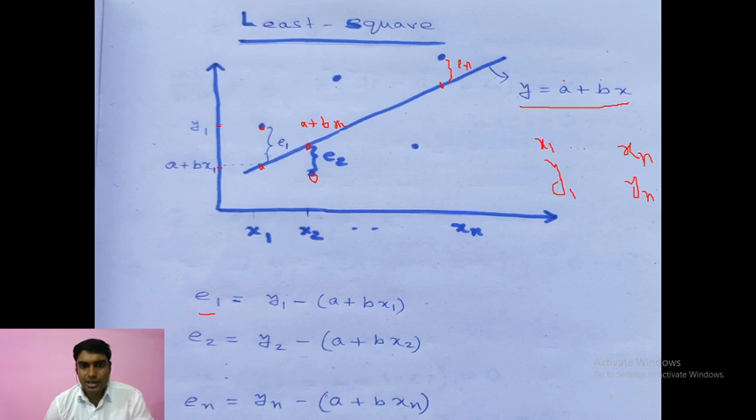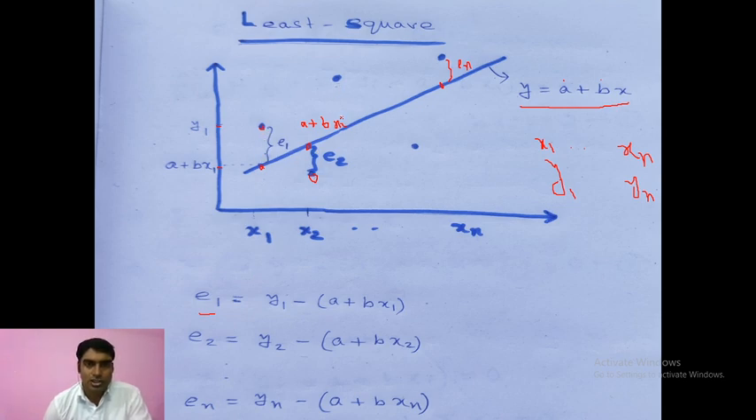So this is the error if we approximate all the defined points by the straight line y equal to a plus bx. Now I have to find out the best a plus bx so that the error will be minimum. If I sum up all the errors here, this error is positive, whereas this is negative.